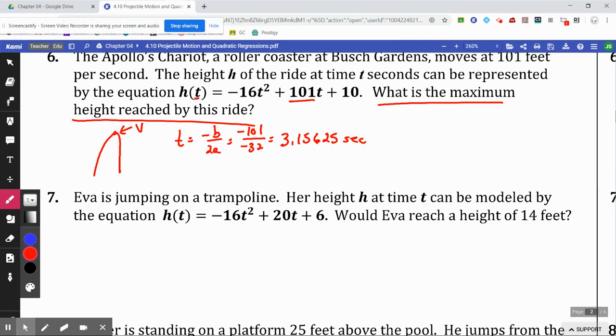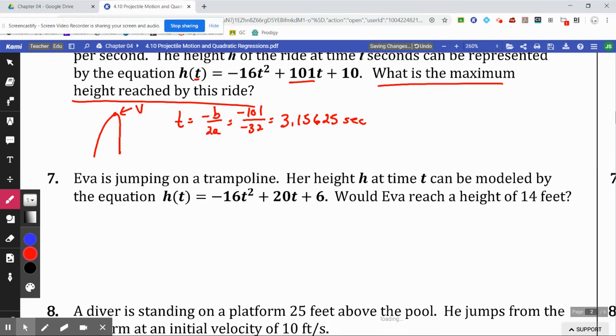That's the time when it reaches the maximum height. So to actually find the maximum height, we're going to have to plug that into our function. The height at that time, 3.15625, we're going to take out every t. We're going to plug in 3.15625.